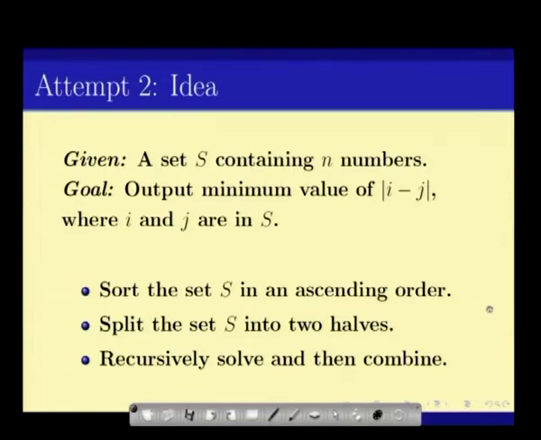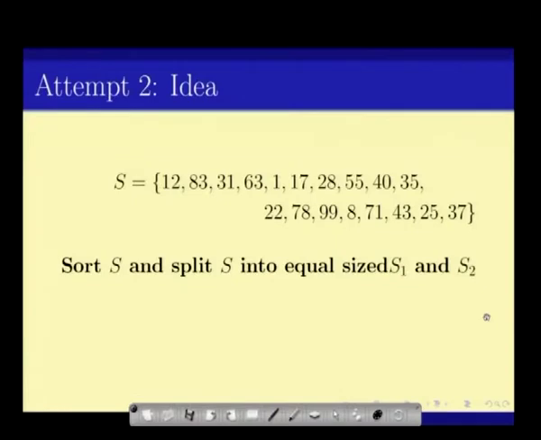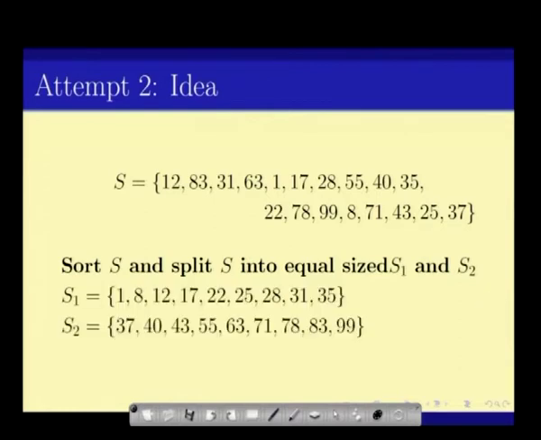So, let us recall the example. Here was the set S, and the first thing was to sort this set S and split it into two equal sized sets S1 and S2. Note that they are sorted and then split. So, all the elements in S1 are less than all the elements in S2, or in other words, S1 contains the smallest n over 2 elements of S and S2 contains the largest n over 2 elements of S.